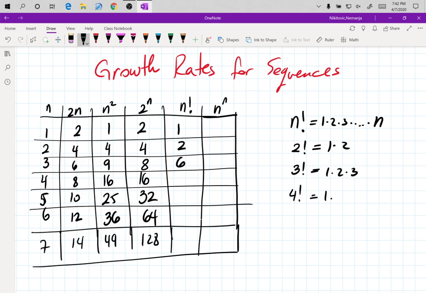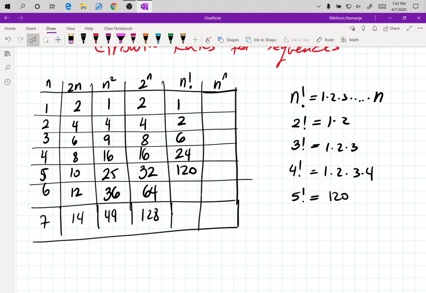4 factorial is 1 times 2 times 3 times 4. That's 24. Oh, it started winning. The next number is 5 factorial, and that's 1 through 5. That's 120. Oh, now factorial really took off. Right? Skyrocketed. 6 factorial is 720. Right? And now we need 720 times 7, which is 5040. So even the exponential function is struggling to catch up.